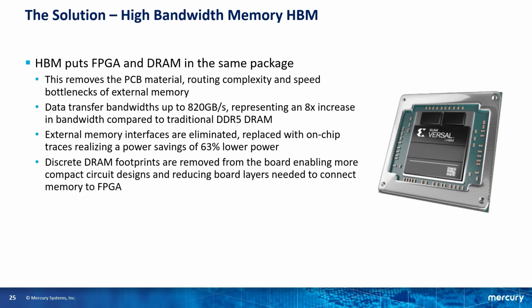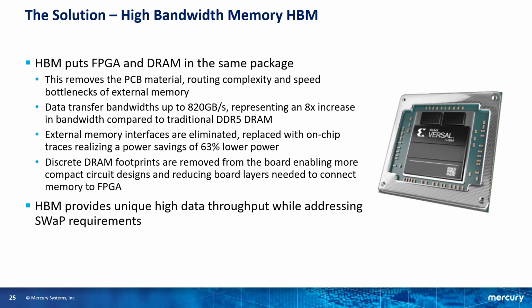HBM-enabled processors are physically larger than non-HBM equivalents, but the increase is much smaller than the space needed to hang, let's say, 8 or 10 discrete memory chips off of the FPGA. HBM provides unique data throughput while addressing SWaP requirements.